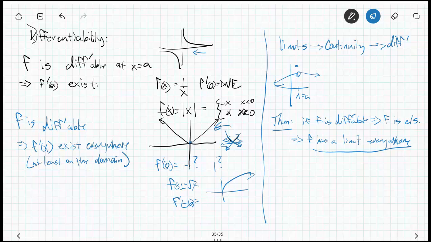If f is differentiable, then it's continuous. If f is continuous, then it has a limit everywhere. But I cannot run the converses of those and have them be correct. Okay? In other words, limit doesn't necessarily imply continuity. Continuity doesn't necessarily imply differentiability. But the other way around is definitely true. If I'm differentiable, this implies continuity. If I'm continuous, that implies a limit exists everywhere.